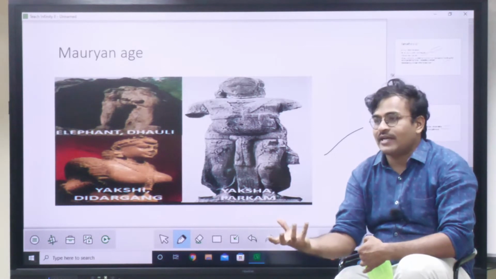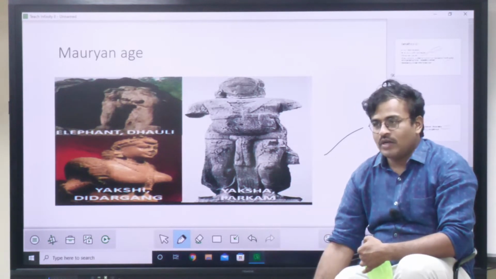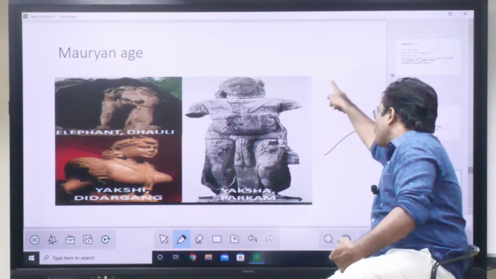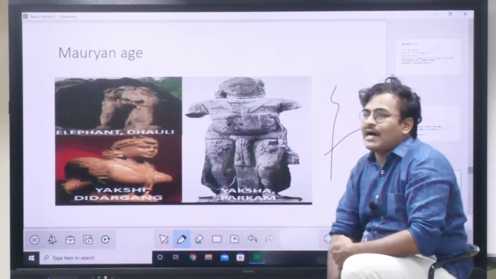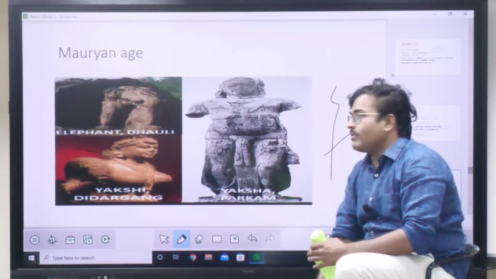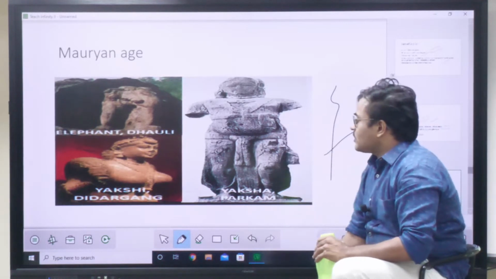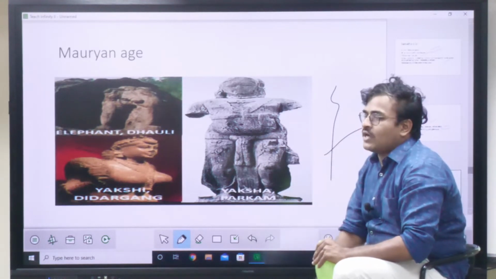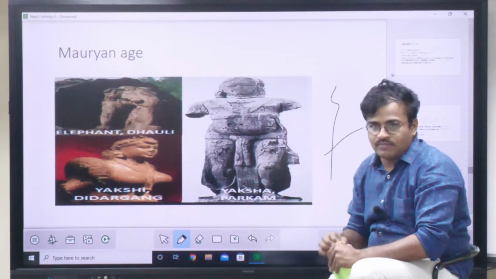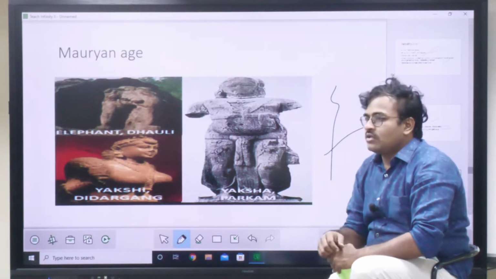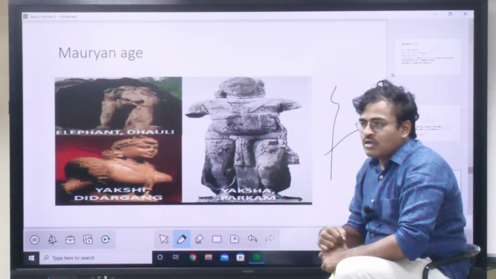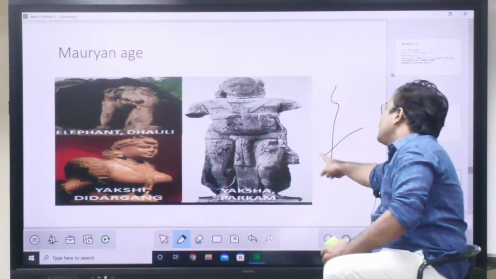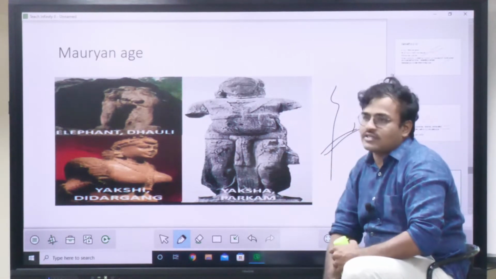known as Yaksha and Yakshi things. Of these Yakshas, this is one image which is present, known as the Parkham Yaksha image. And one more image is there, known as the Yakshi image of Didarganj. Didarganj Yakshi and Parkham Yaksha. Parkham Yaksha is not very important sculpturally, but Didarganj Yakshi is important.